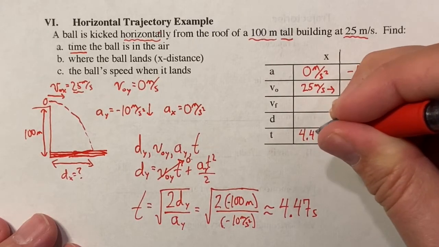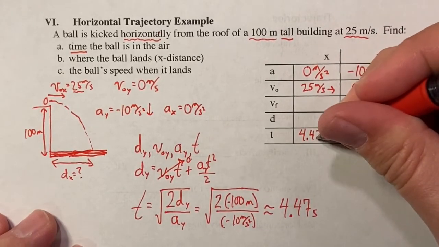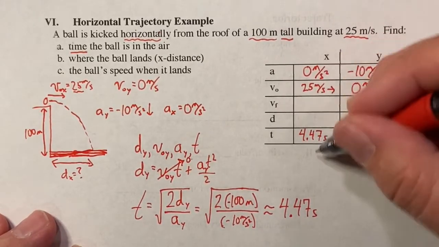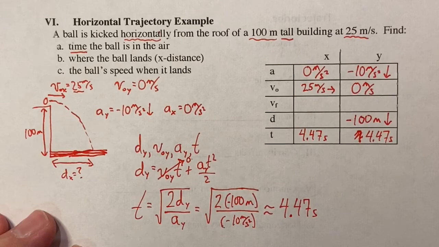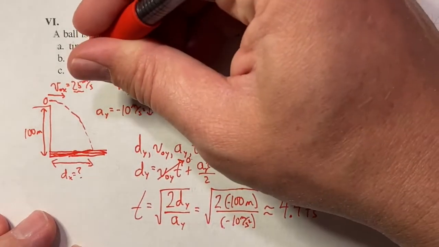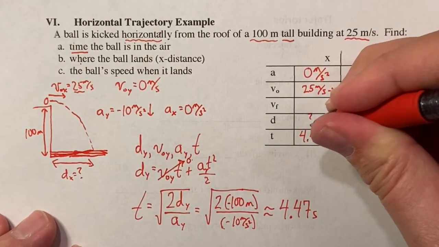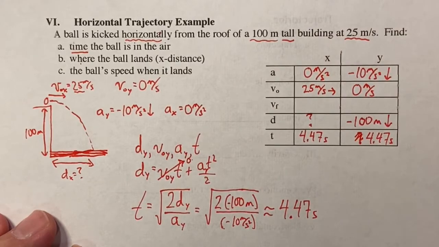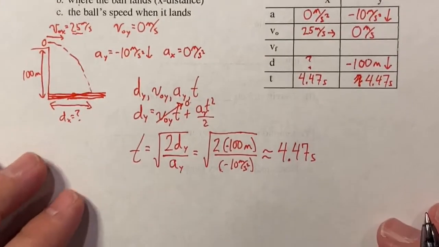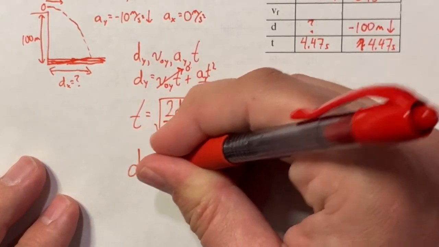And I'm also going to copy it over into my x side because now I could use this to calculate some of my x unknowns. And in fact, my next unknown, where does the ball land? What is the x distance? So I need to find that x displacement there. dx is my next big unknown.